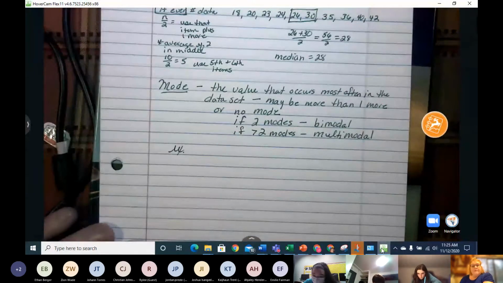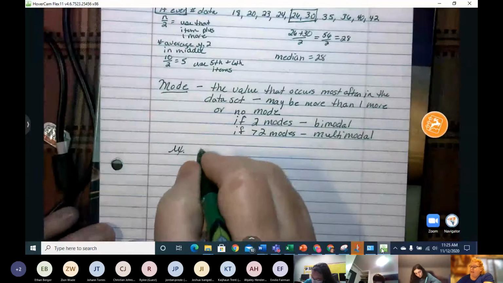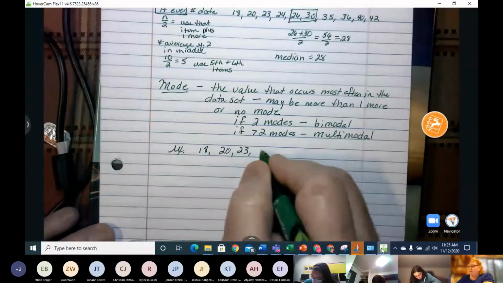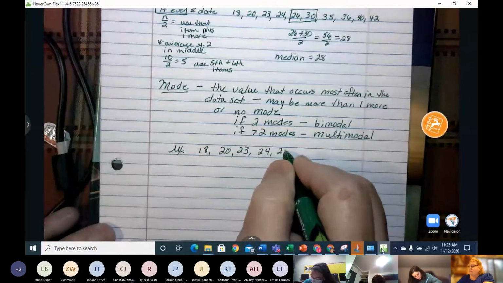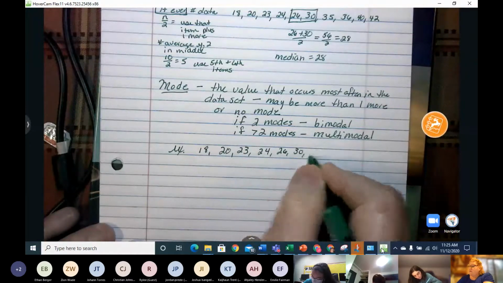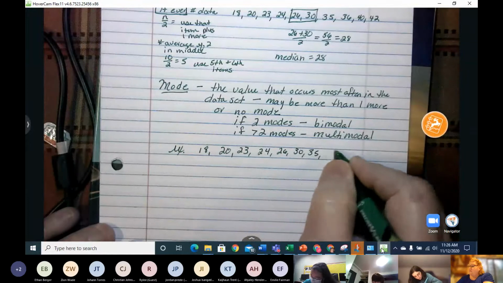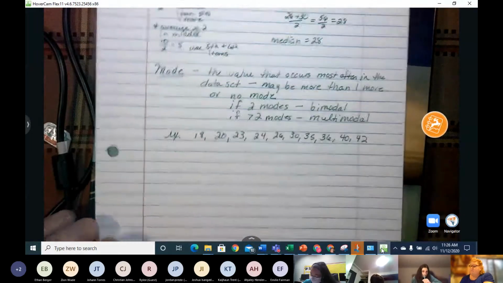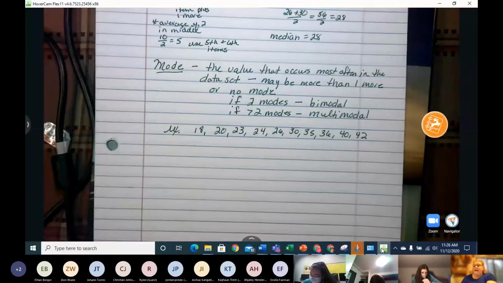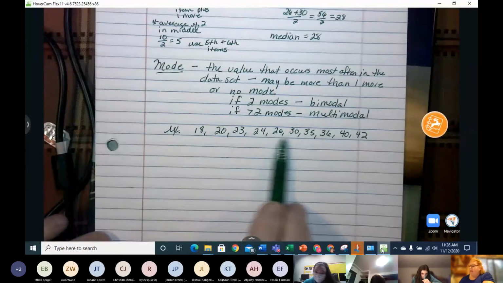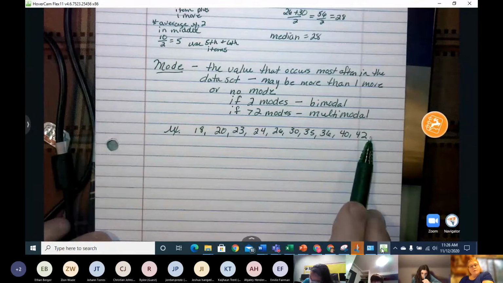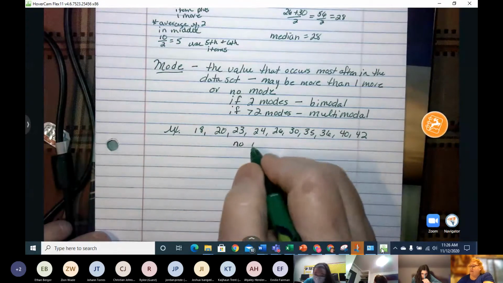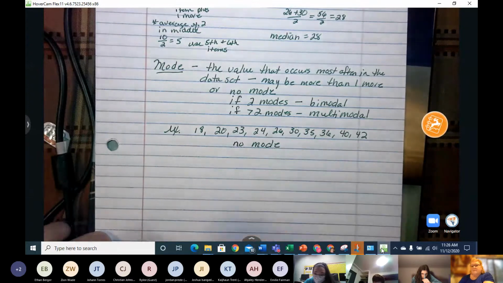And let's look at our example. We'll continue with our data set 18, 20, 23, 24, 26, 30, 35, 36, 40, and 42. When we look at that data set, there is no item that occurs more than any of the others. So in that data set, we would say there is no mode.